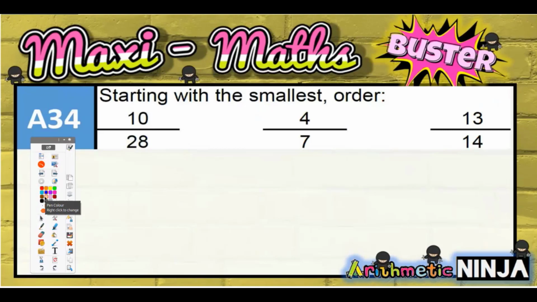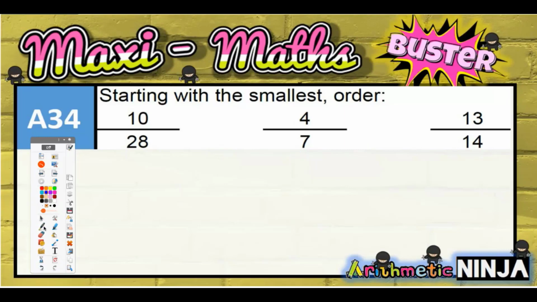Question 34, starting with the smallest, order these. Now, what we need to be careful of here is that we don't just order them according to the size of the numbers, like 4/7, and then put 13/14 as the biggest one because we think it's got a 28 in it. That might not be correct. What you need to do is find common denominators. You can't just do it by looking at the numbers.